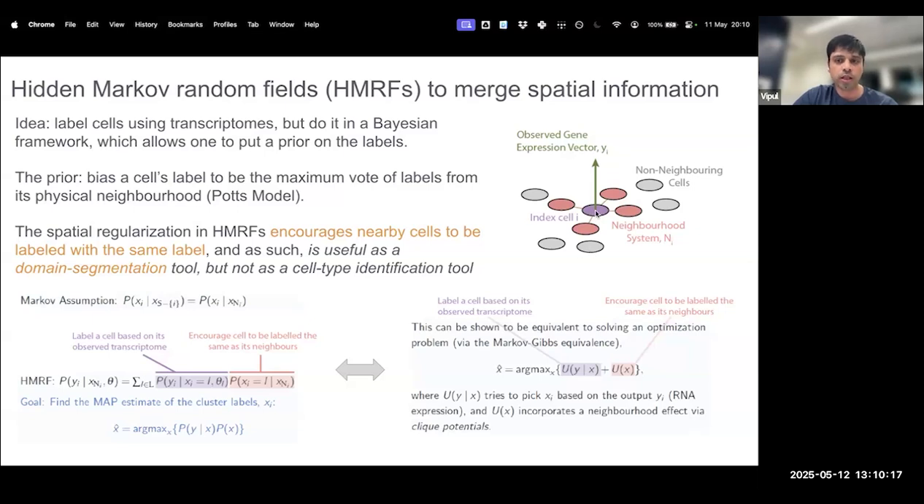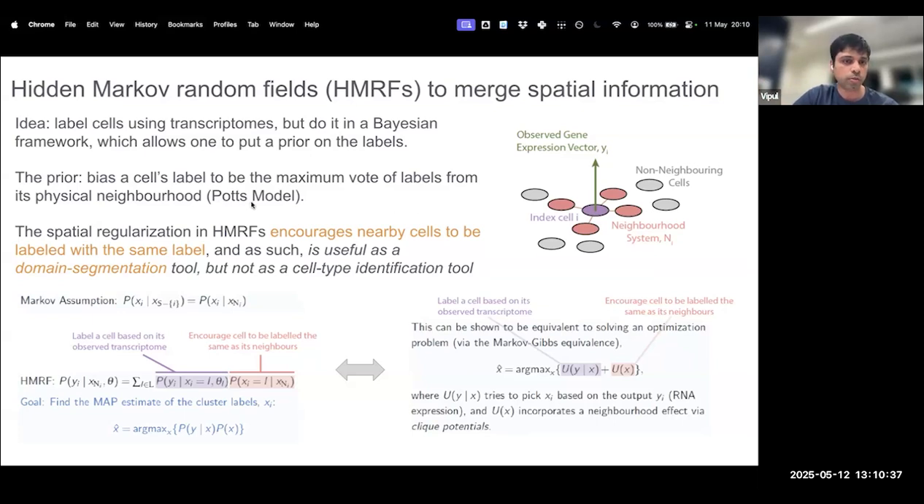Like, one issue is that you're assuming that the expression vector of a cell is similar to the average expression vector of the majority cell type class in that cell's neighborhood. And that need not be true, because a cell can be in a region where most of its neighbors are not the same cell type as itself.